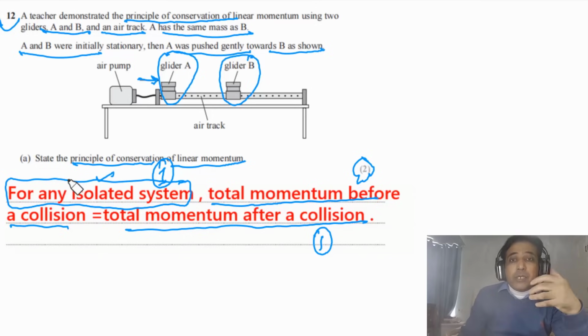Very nice question. Try to understand what exactly you are writing, not just simply memorize and write down. You need to make sense of what you're writing. This is real science. It's not magic, so you need to understand the reasoning.